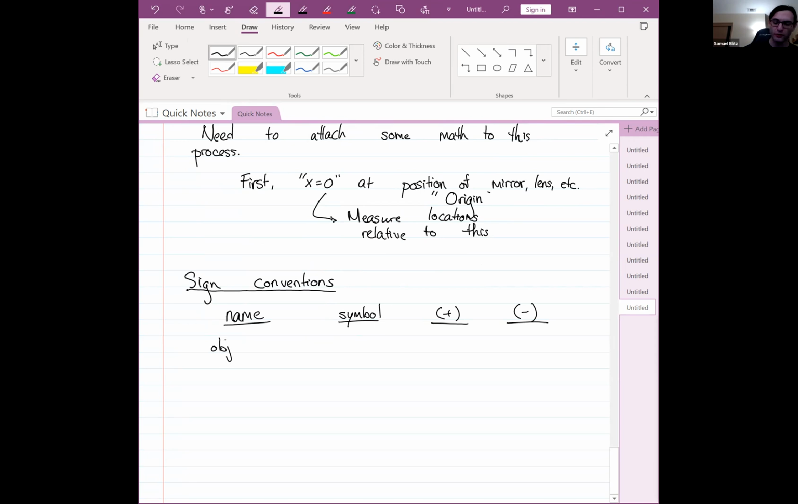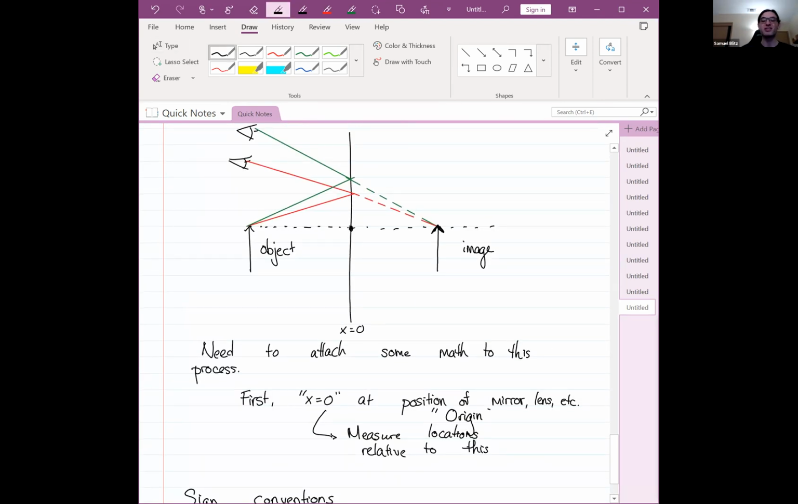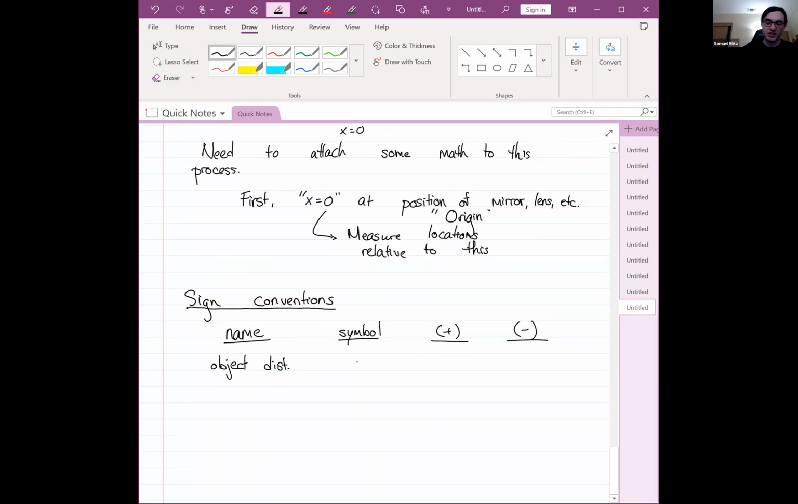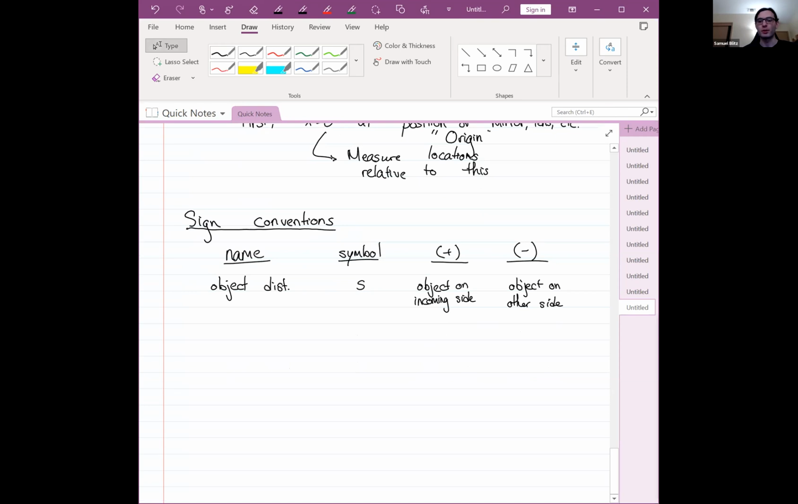So the first thing to put in our sign convention is the object distance. How far is the object from this x equals 0 point? In this case, we're asking about that distance there. The symbol that we attach to that is s, just a regular old s. We say that that distance is positive when the object is on the incoming side. I'm going to explain what the incoming side means in a minute, but just bear with me. We say that it's negative when the object is not on the incoming side, or the object is on the other side. Okay, that's the sign convention that we choose. Again, this is a convention, but it's a convention that everybody uses, so I'd stick with it.